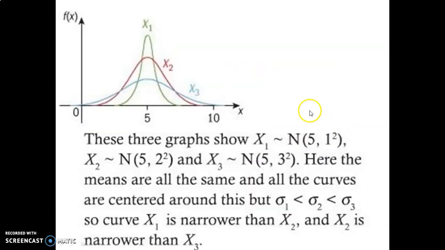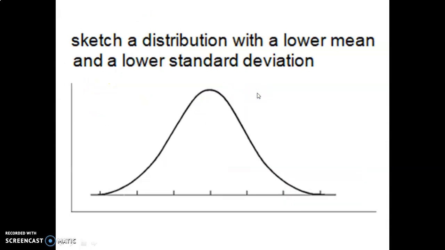Okay, so here, again, we have the same kind of example. We have 3 distributions. They all have the same mean. You can see 5, 5, 5, but the standard deviation is changing 1, 2, and 3. So this one has a smaller variance, bigger variance, and the blue one has the highest variance. It's most spread out. Okay, now final one, sketch something with a lower mean, but a lower standard deviation.